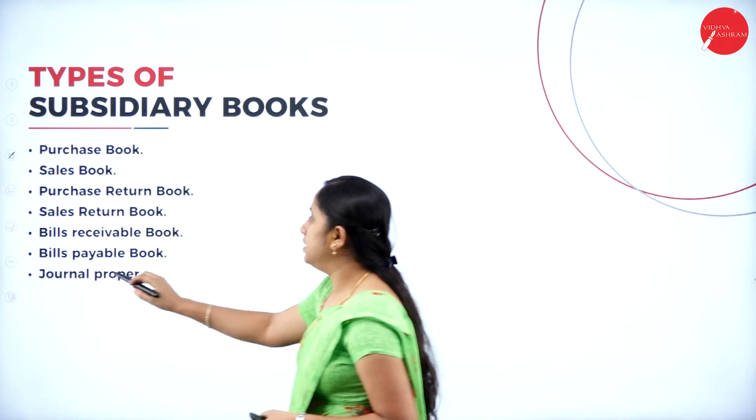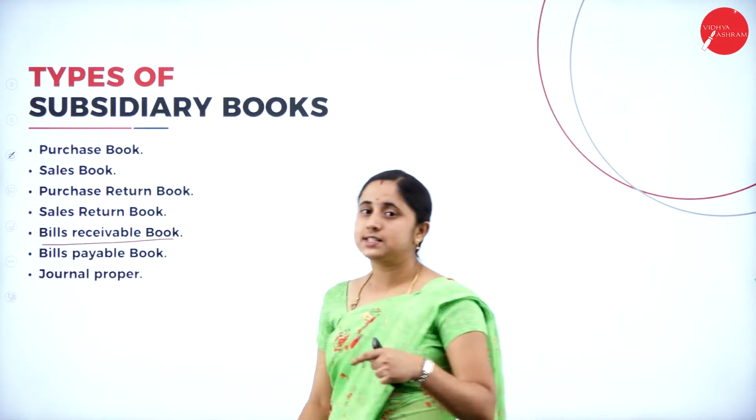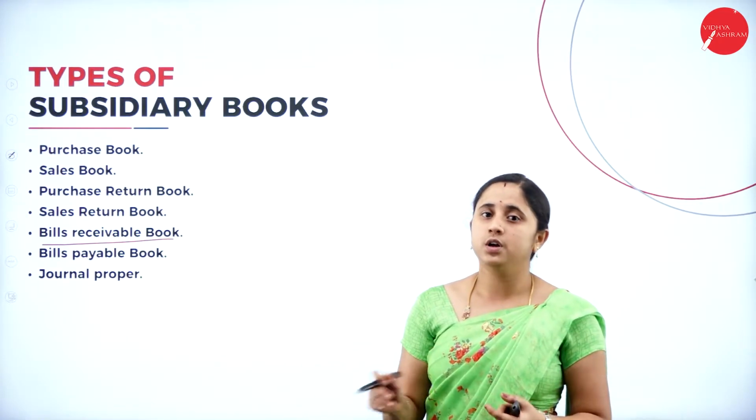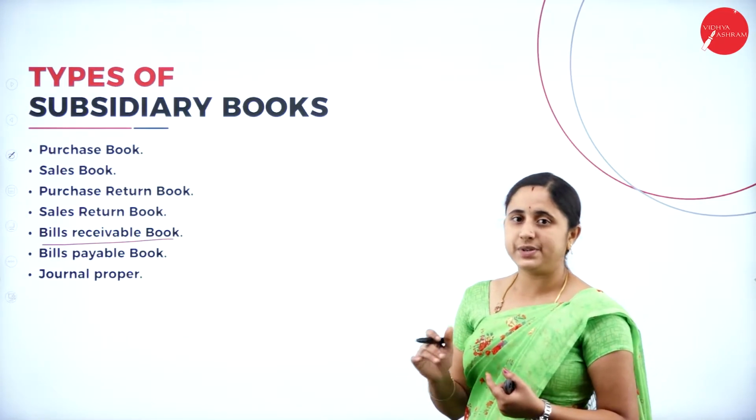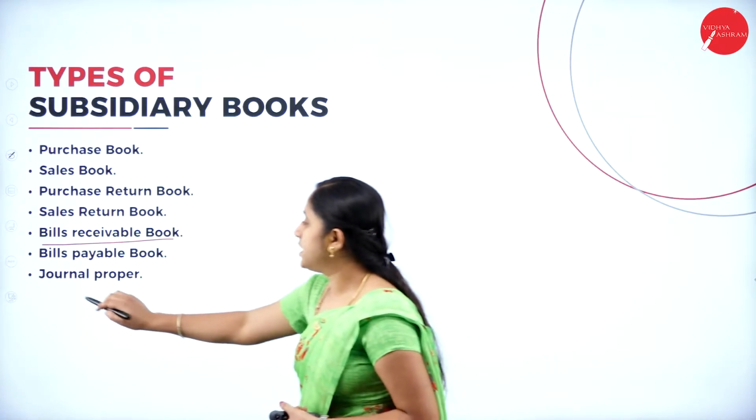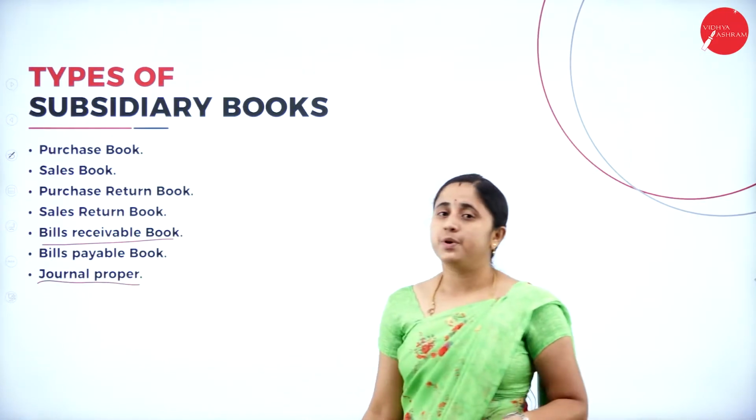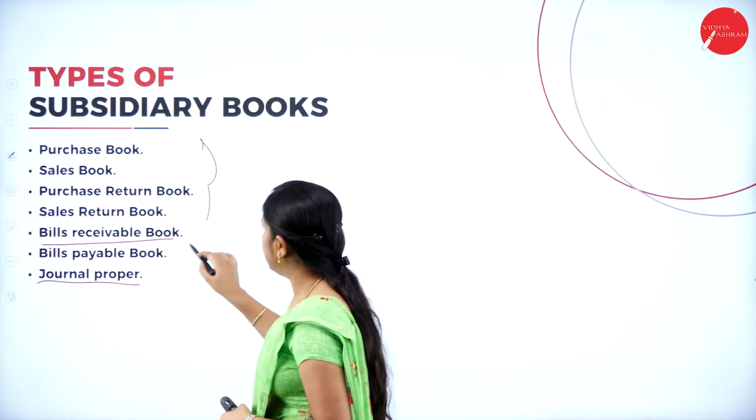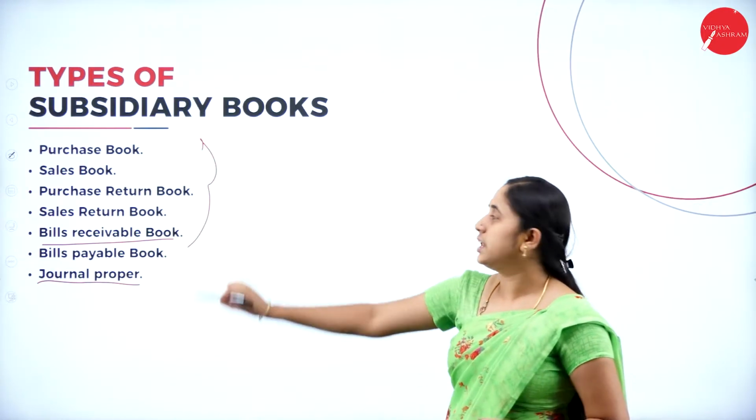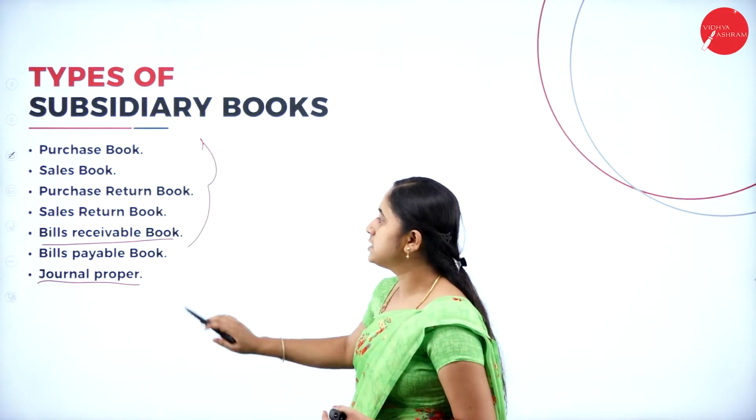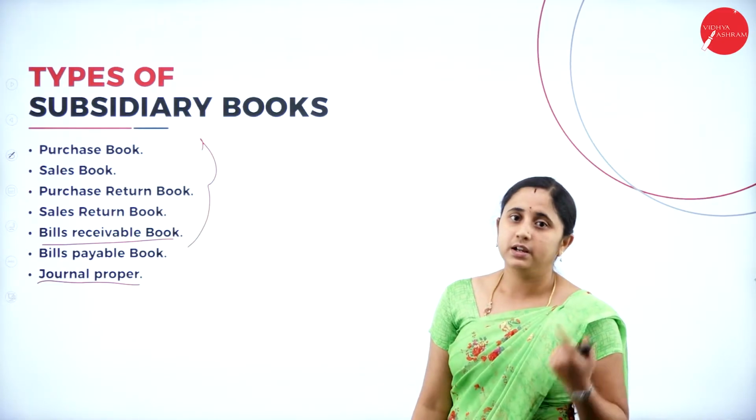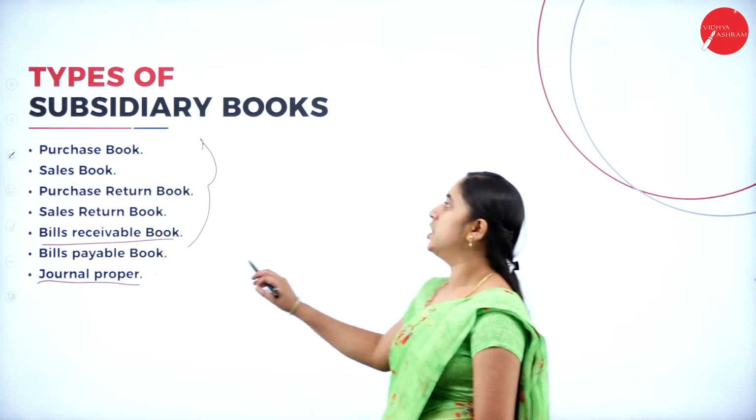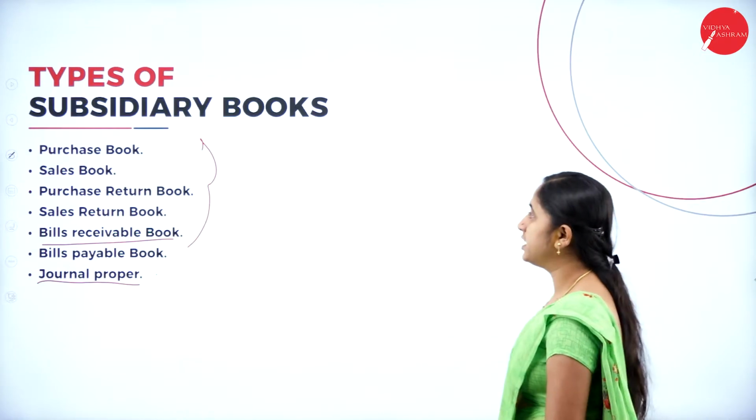And for bills payable, the total bills payable as well as total bills receivable, maintain a separate book to record all the payables and receivables. And journal proper. Journal proper means the transactions which you cannot record in any of these books. Either you cannot record them in the purchase, sales, purchase return, bills receivable or bills payable, that transaction should be recorded in the journal proper. These are all the types of subsidiary books.